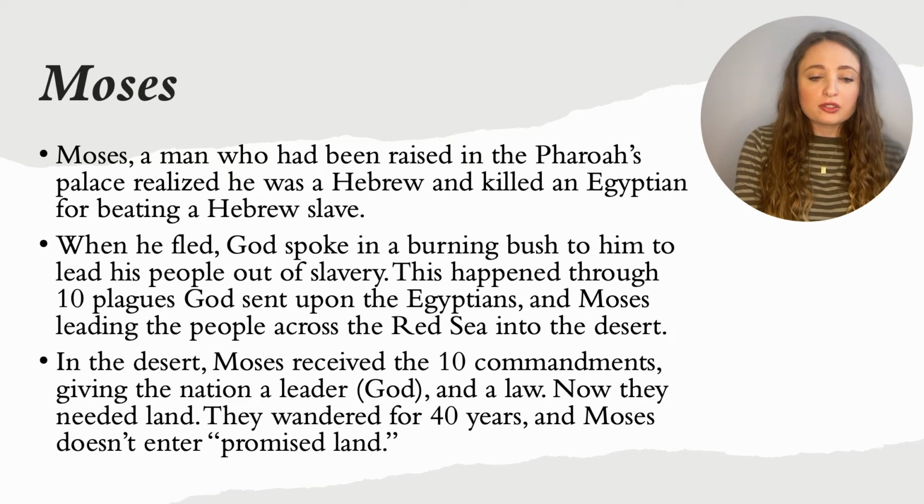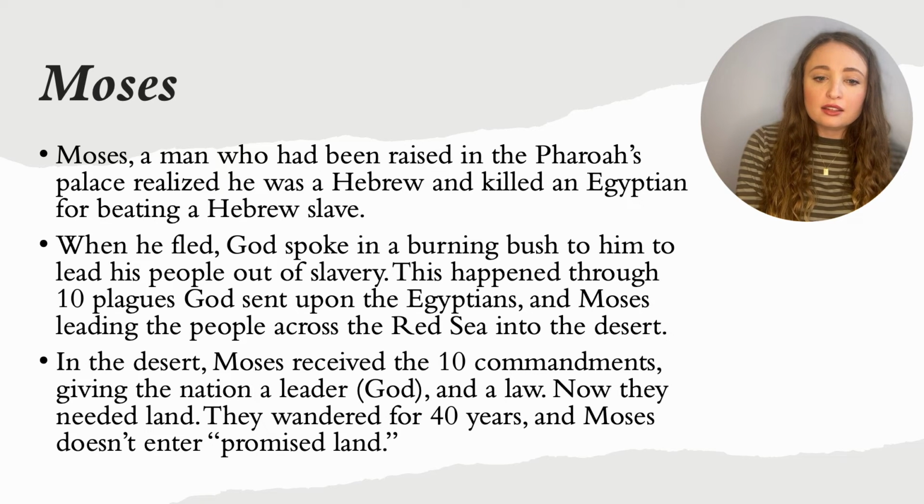And God spoke to him in a burning bush and told him to lead his people out of slavery. So remember, his people are being ruled over by the Egyptians. And so through many crazy events, this happens through 10 plagues that God sends upon the Egyptian people. And Moses ends up leading the people through the Red Sea into the desert.